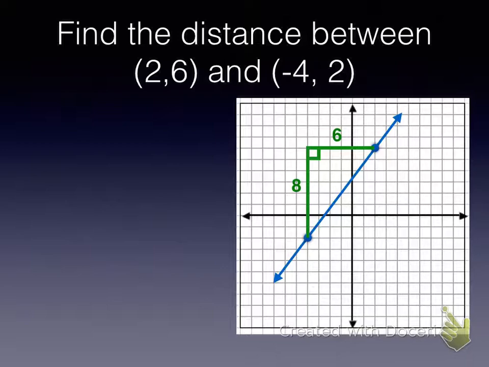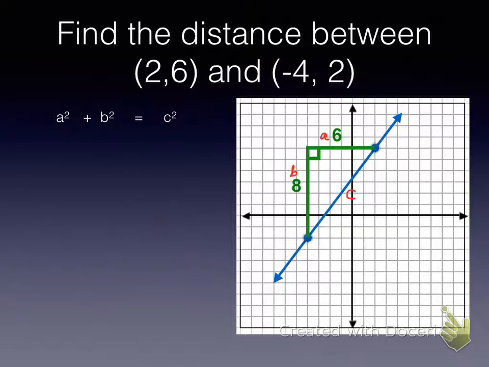Now we need to label it A and B. The 8 and the 6 are A and B. The distance between the two points is your C, your hypotenuse. So now you're going to plug into a squared plus b squared equals c squared. You should be able to do that. Go ahead and do that. You can pause.